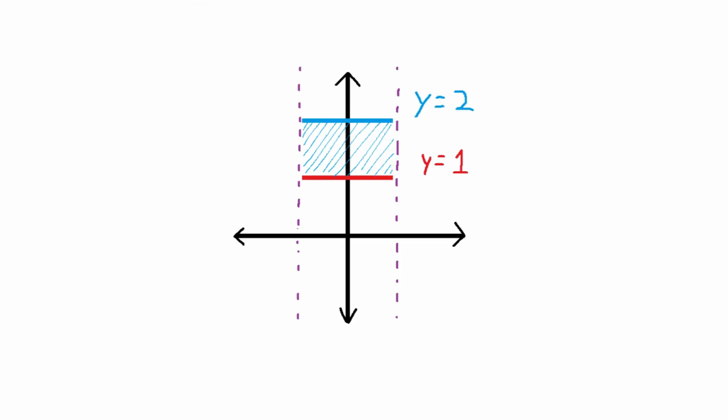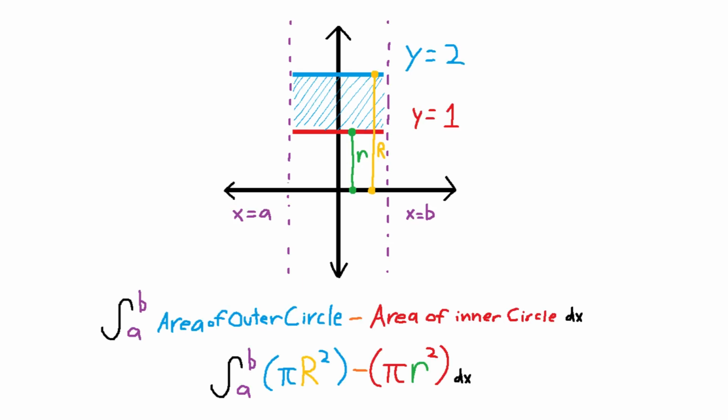So we can't just use the disk method formula that we talked about in the last video. We have to use a new formula that is based off of the same mathematical concept of cutting the shape into slices. Now we're going to take the area of the outer circle and subtract from it the area of the inner circle, and then we're going to integrate that to find the volume of this rotational solid.